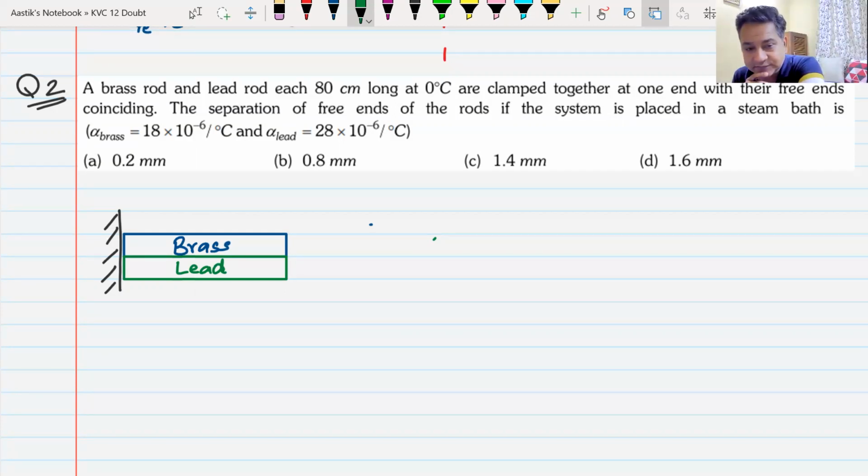So may I have the answer, sir? Sir, option B. Option B. Well done. 0.8 mm. That is correct. Good. Well done. 1 more minute to everyone else. I have 12 minutes left, and I have to cover 2 more things.